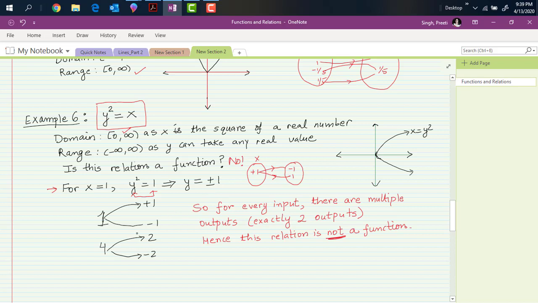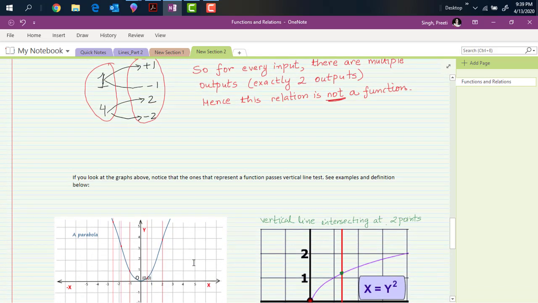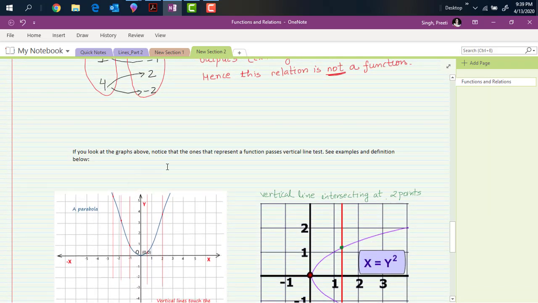And this is how the picture looks. This is my x side and the right side is my y side. One input, multiple outputs. So this is not a function. Actually, whenever you see y square in any equation, that's never a function. Think of another example where you see y square. That's circles, right? We just did circles before this one. So circles, all the circles, they are not functions. Okay, those are relations.